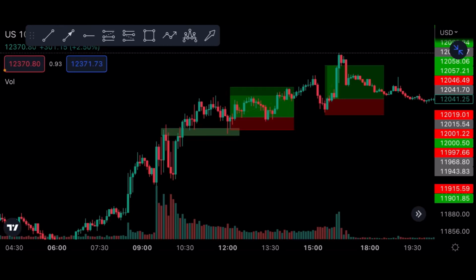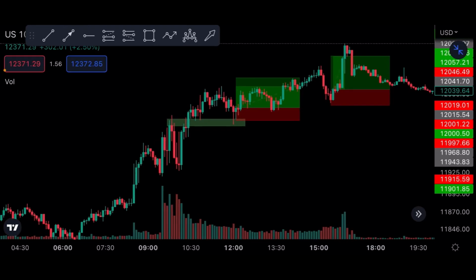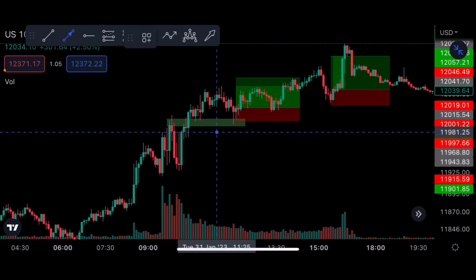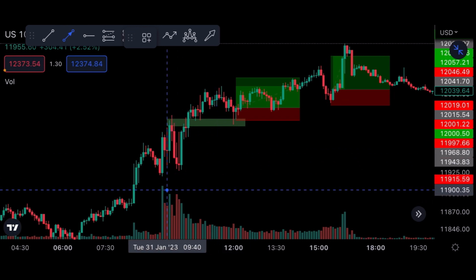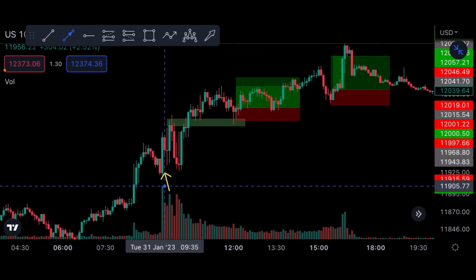This is the NASDAQ in 5-minute time frame. I'm trading in the New York session. So market is open at 9:30. So this candlestick right here is 9:30.